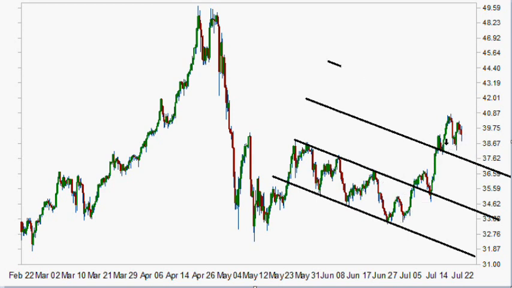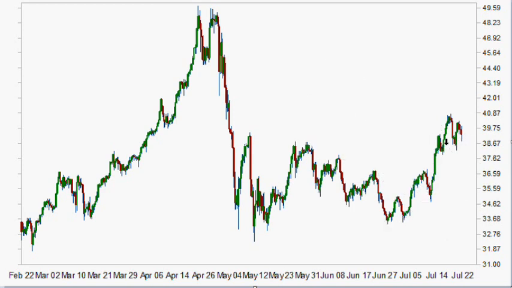I'll take these lines off and now talk about the market as it's now made this high, this low, this high, and this low. A pattern of lower highs and higher lows. And that brings us to a descending or a wedge pattern with both a downtrend and an uptrend line.